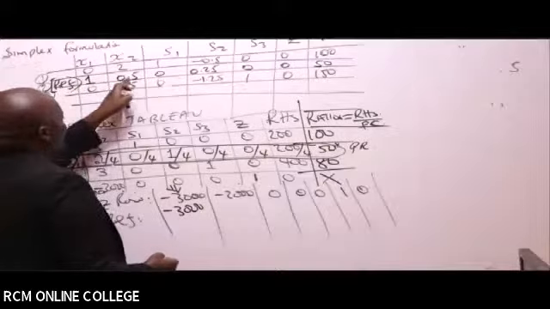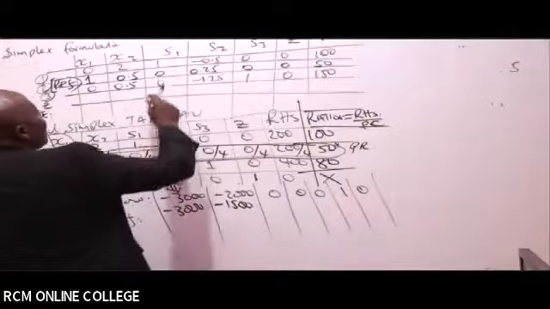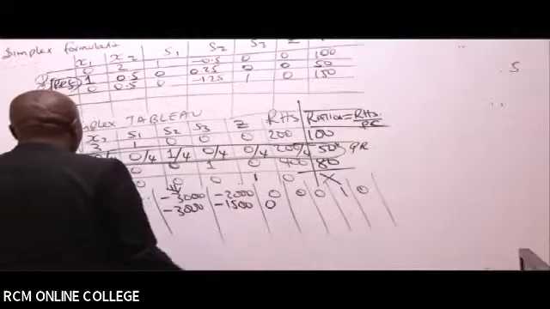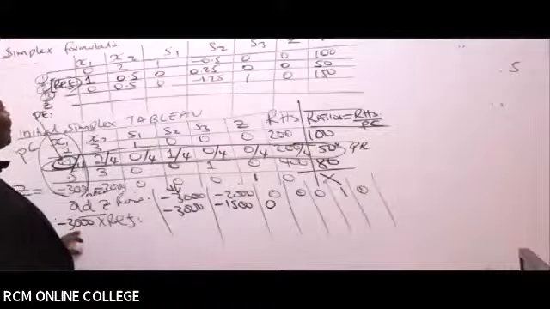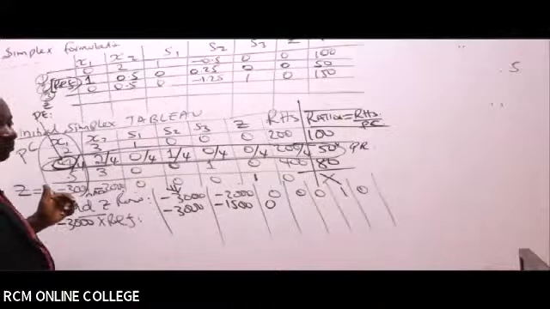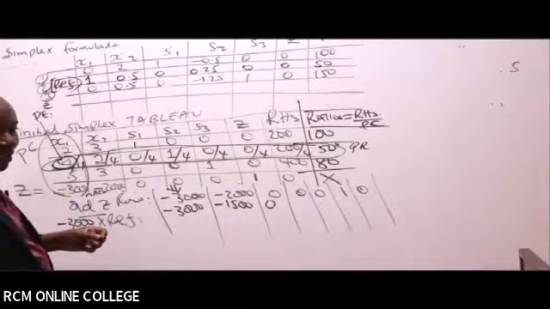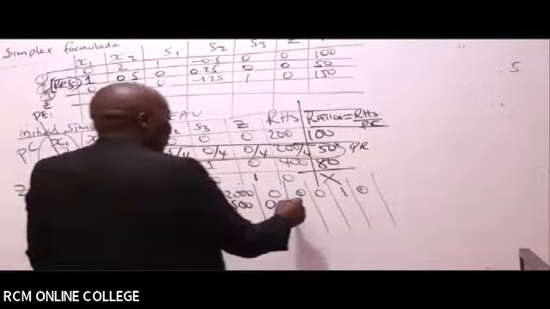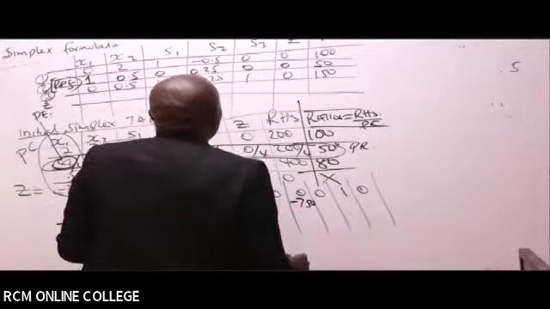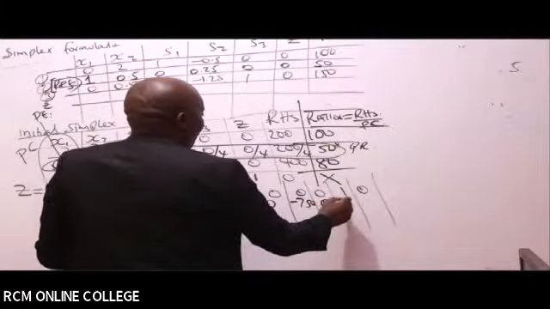Minus 3,000 times this gives me minus 1,500. Minus 3,000 times this gives me 0. Minus 3,000 times 0.25. Can somebody give me this? What figure are we getting? Minus 750, right? So we have here minus 750, then we have 0, 0, 0, 0.